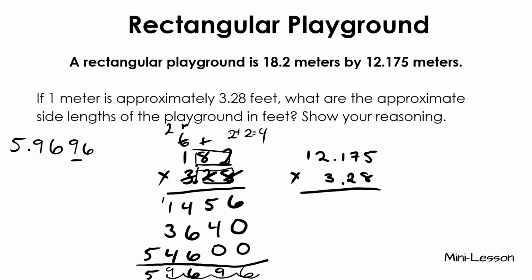So this is how rounding works. I've underlined the 9 here, and this is the number that would remain. So let's take a look at what we have here. We have 9. The number after it is 6.